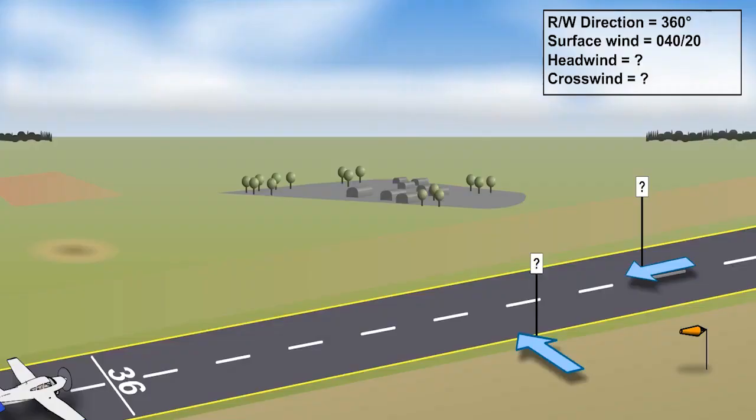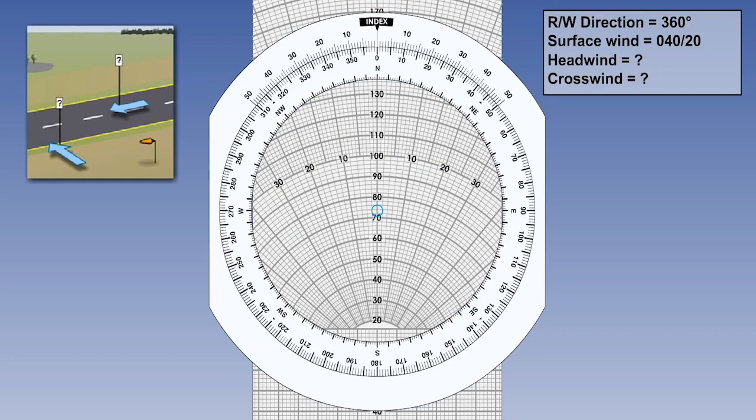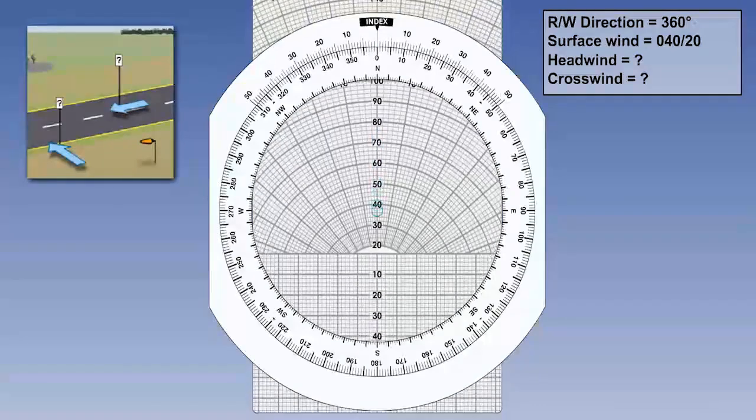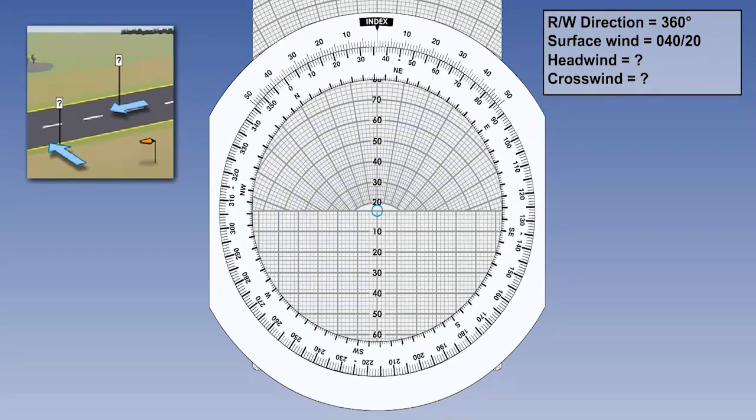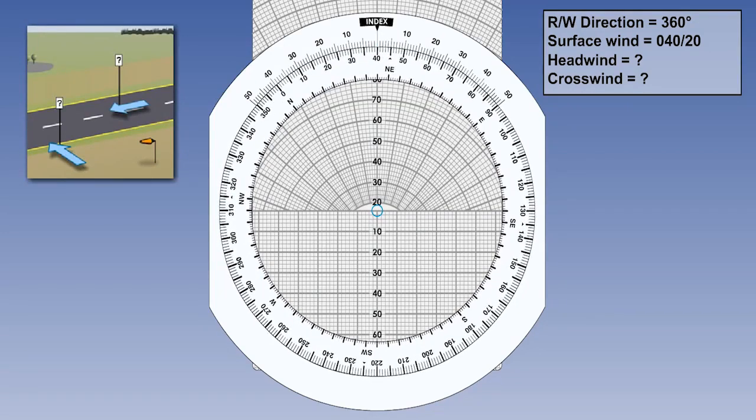Once again, an example will allow you to see the method used more clearly. You have been allocated runway 36. The surface wind is 040 at 20 knots. What is the headwind and crosswind? Position the slide with the zero speed line under the center circle. Align the surface wind direction of 040 degrees with the index mark. Put the wind mark on the 20 knots point below the center circle on the slide center line.